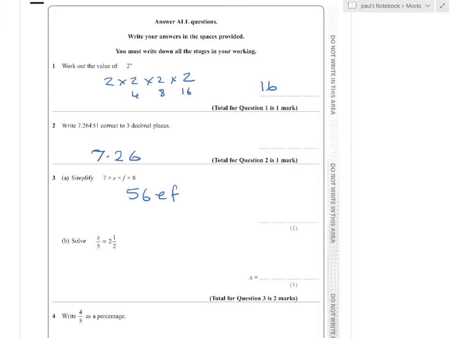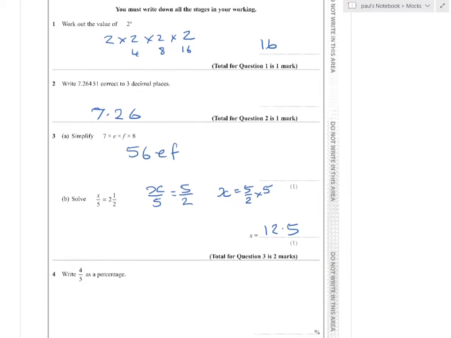Okay, so let's have a look. x over 5 equals 2.5. So let's do x over 5 equals 5 over 2, see if that helps us. So x would then equal 5 over 2 times 5. So 25 divided by 2 is 12.5.